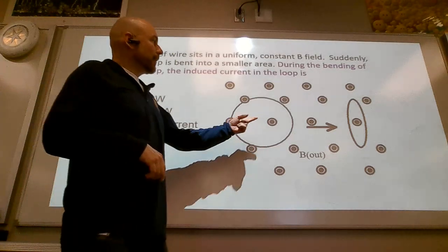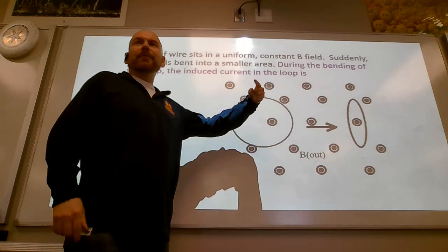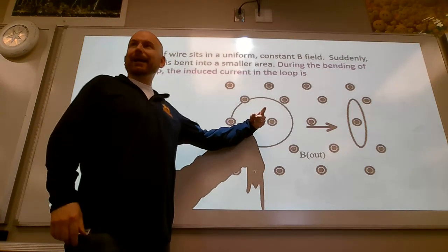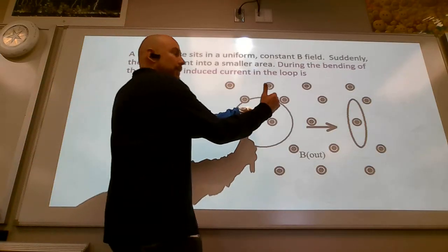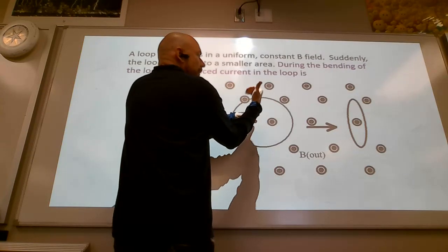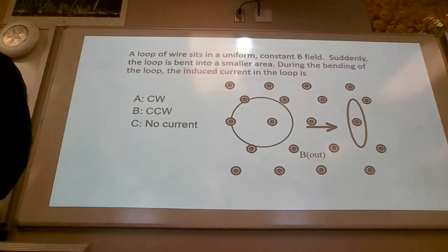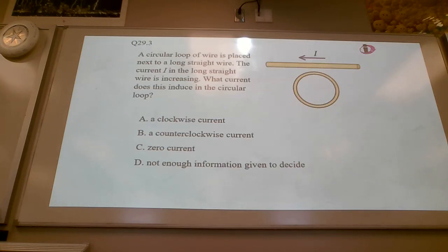The flux is going out of the page. The flux is decreasing because you're decreasing the area. So the change in flux is going into the page. You're sticking your thumb of your right hand rule in the opposite direction of this, counterclockwise. You know what? If it gets to the right answer, go for it. Okay, give that one a shot.